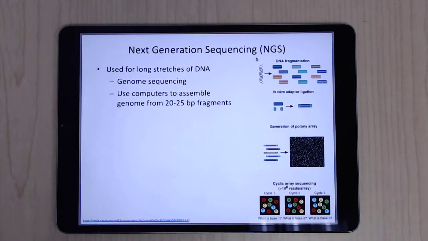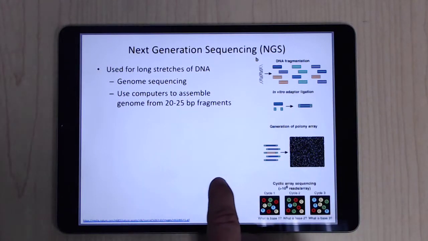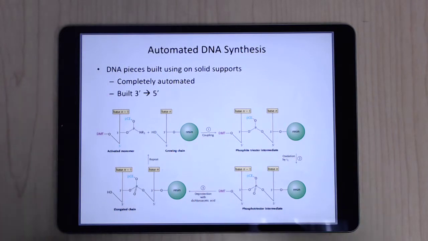And so this is the way that you're able to get genomes sequenced so inexpensively. It's really amazingly powerful, especially when you combine it with the computational power that we have now. So this is getting increasingly important. The DNA itself is actually very easy to synthesize.